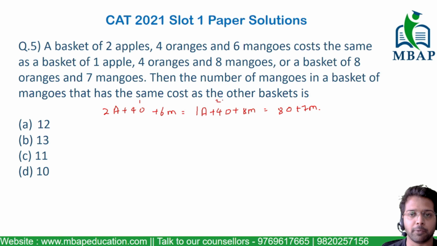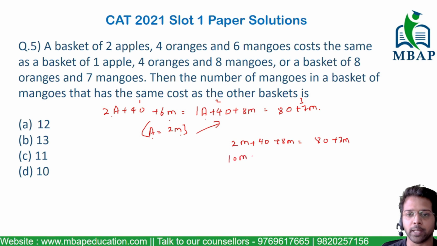Now let's try to find a relation between apple and mangoes here. Suddenly if you look at equation number 1 and equation number 2, 4o will get cancelled. So 2a plus 6m is equal to 1a plus 8m. You will get a, or apple, to be as good as 2 mangoes. And let's try to put apple is equal to 2 mangoes in equation number 2. This is going to become 2 mangoes plus 4 oranges plus 8m to be as good as 8 oranges plus 7 mangoes. So I get 8 plus 2, 10 mangoes plus 4 oranges to be as good as 8 oranges plus 7 mangoes.